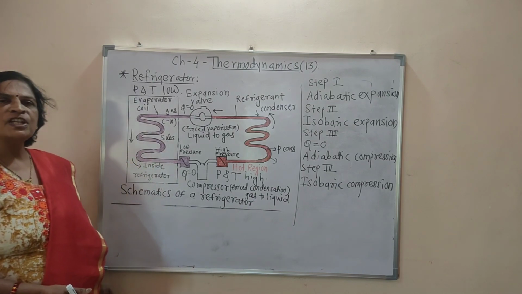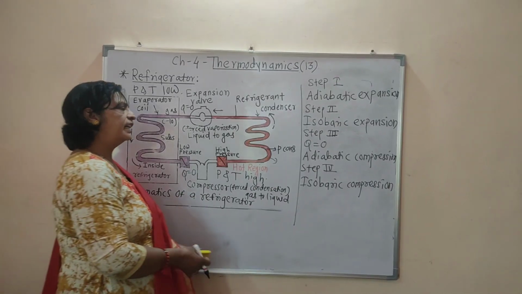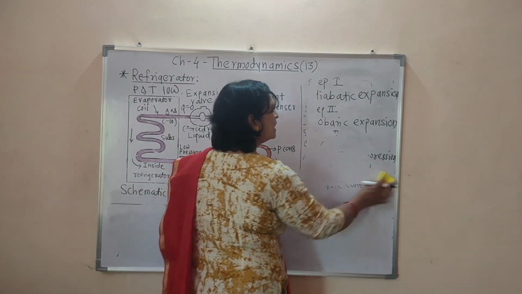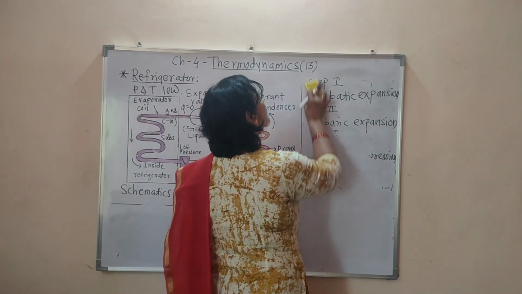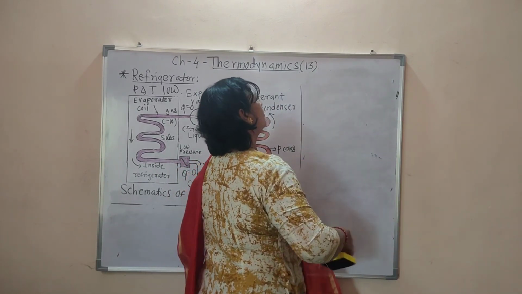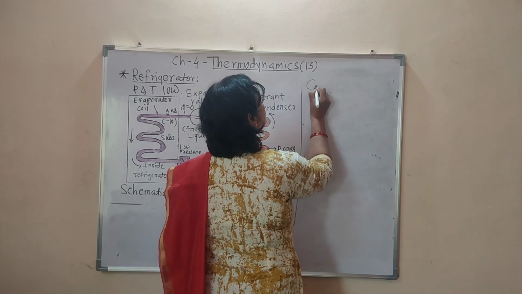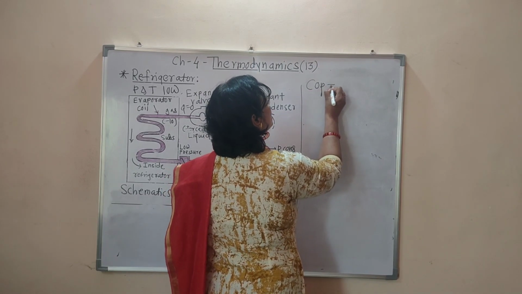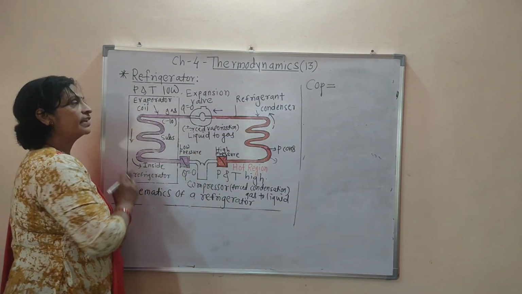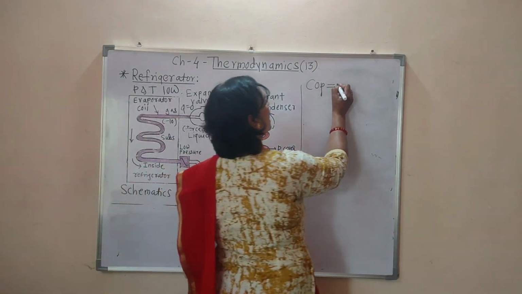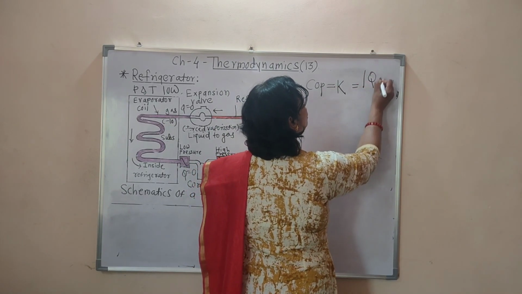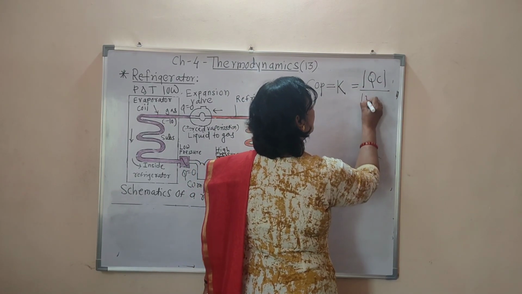Now the efficiency of this refrigerator can be measured in terms of COP. What is the COP? COP is the coefficient of performance of a refrigerator. It is denoted by the letter K, and its formula is QC divided by W.